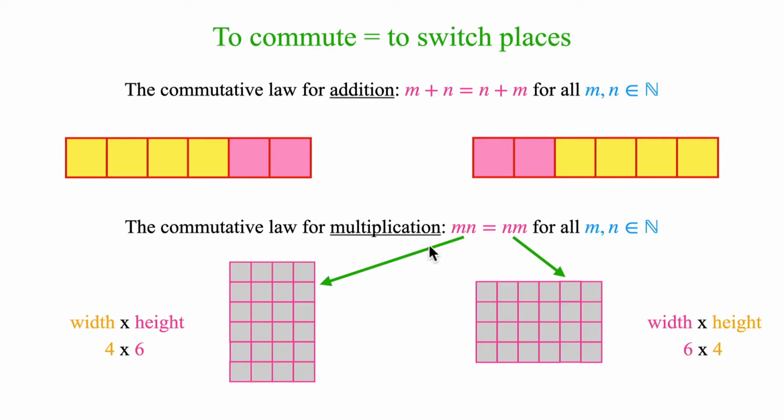And the commutative law for multiplication can be best illustrated with the help of areas of rectangles. So it doesn't matter if you count width times height or the other way around, you will get the same area. Of course, if you work with the same rectangle in both cases, which is the case here. So you see that this rectangle is simply this one rotated.